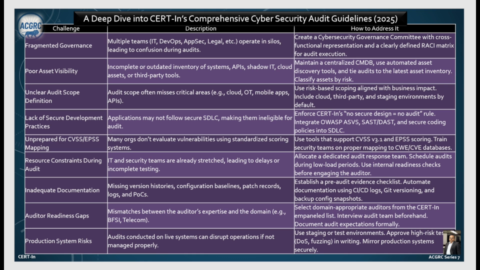The next challenge is audits conducted on live systems can disrupt operations if not managed properly. This is a case of production system risk during audit. You can address this by using a staging or test environment. Approve high-risk testing in writing or help with mirroring the production system securely.